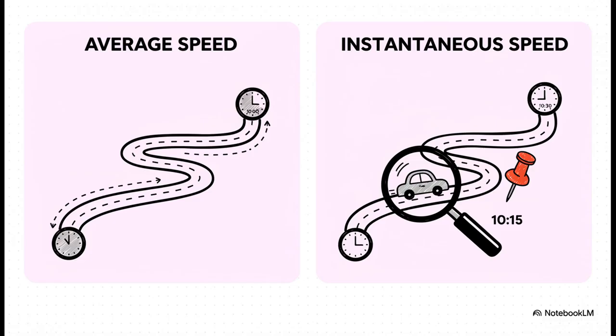And this is where we see the key difference. On the one hand, you have average speed, which is looking at that whole chunk of time, say from 10 to 10:30. But then you've got instantaneous speed, and that's all about zooming in on one specific moment. What's happening right now at exactly 10:15.